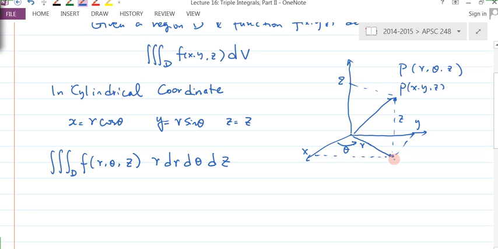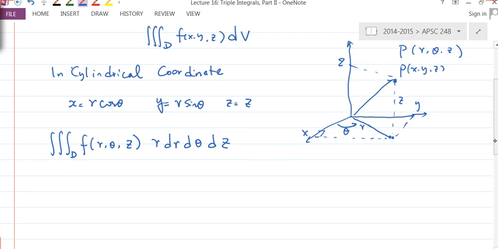So if we connect x, y, z using the polar relations, x equals r cosine theta, and r times sine theta gives you y. And z equals z. Then in cylindrical coordinates, we can replace the x, y, z in the function f using r cosine theta, r sine theta, and z. So you will get a function of r, theta, z. And then the dV, which is dx dy dz, because of this change of variable, will become r dr d theta dz.